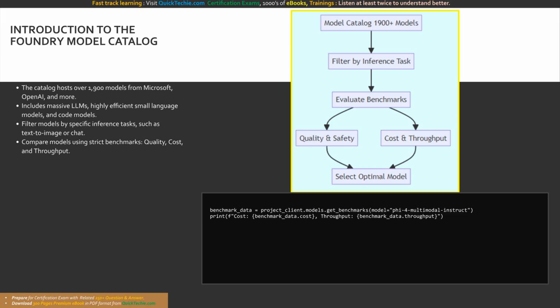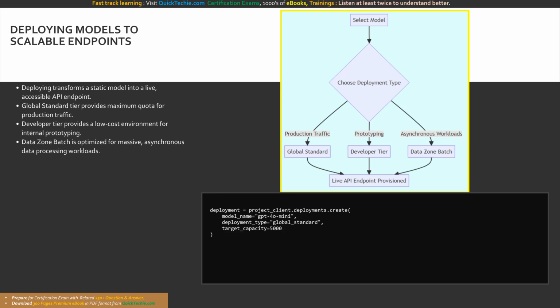Once you have successfully selected the perfect model from the catalog, the next critical step is deployment. In Microsoft Foundry, deploying a model transforms it from a static, hosted asset into a scalable, live API endpoint that your client applications can securely consume. When you click Deploy in the Foundry portal, you must make a crucial architectural decision, choosing the correct deployment type.